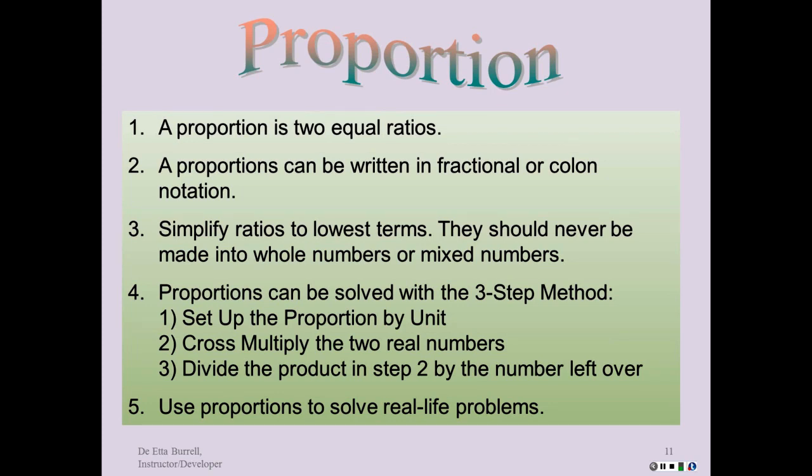Also remember, you can use the cross products in your final answer to check your answer to make sure it's right. You don't have to ask me if you're right. And using this method to solve proportions will help you solve problems in real life.